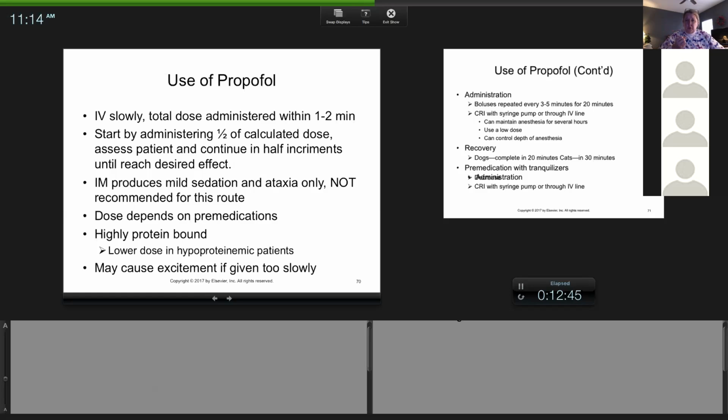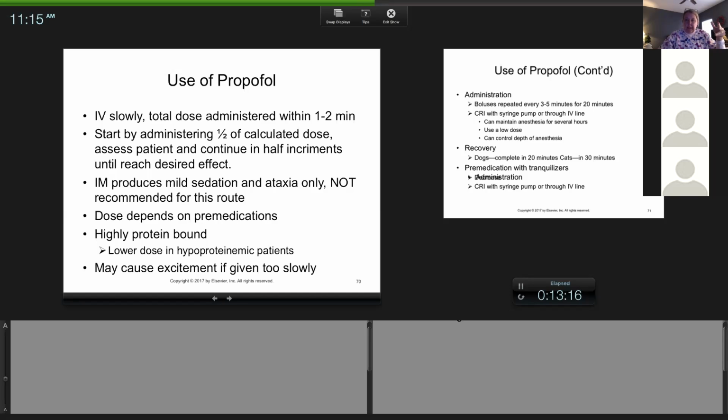So what I tend to do is give about half of what I calculated. If I had 8 mils calculated, I would probably give 4 mils, assess the patient, and then I have 4 left, I'll give 2 mils. And then assess the patient, and I have 2 mils left, I'll give 1 mil. I half each amount that I have. Sometimes you have to give all of it, but there's been so many times where I've thrown away maybe half, sometimes 3/4 of my propofol.